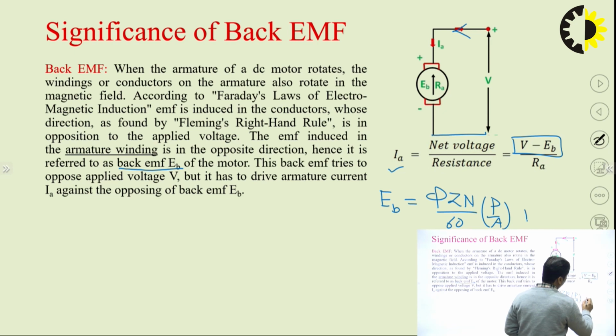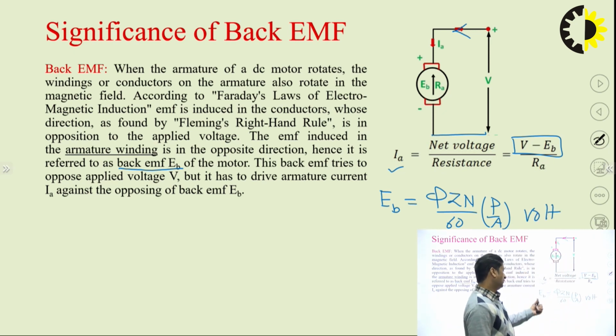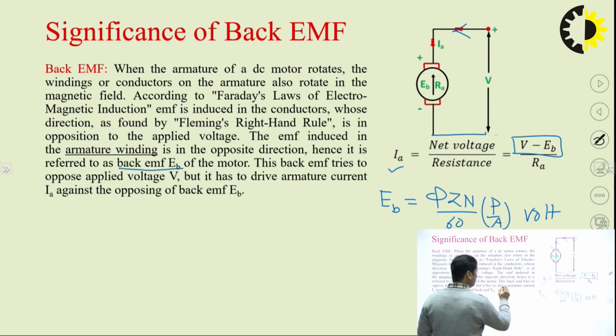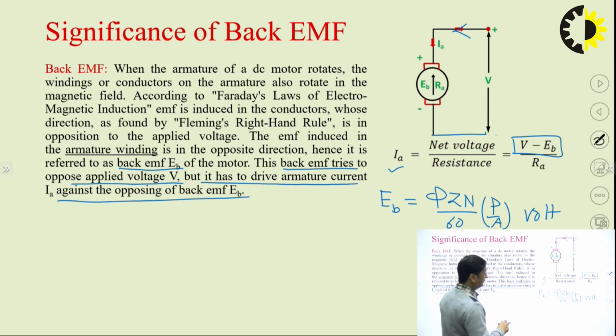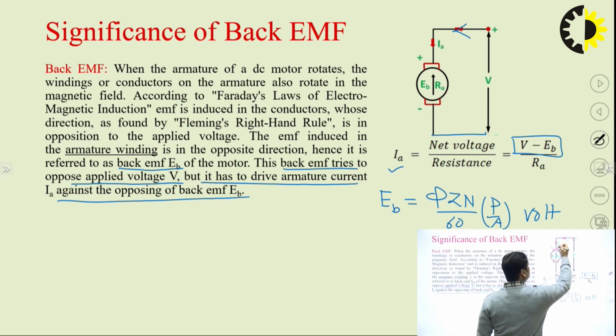This is the voltage generated in the armature, and we are calling it back EMF. Why are we calling it back EMF? Because its direction is opposite to that of the applied voltage, the concept of Lenz's law. This back EMF will try to oppose the applied voltage, but it has the driving current IA against it. So this back EMF is responsible for this armature current.